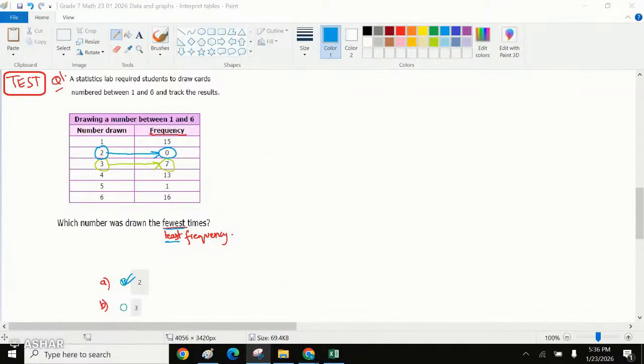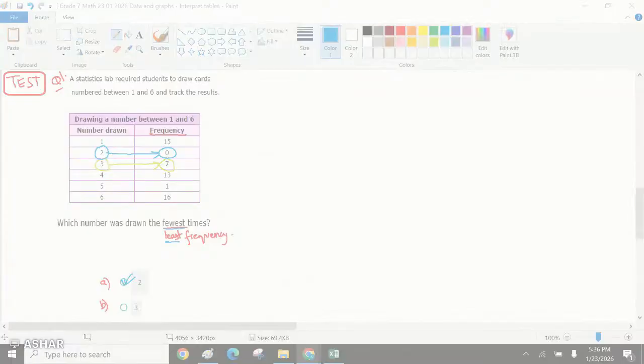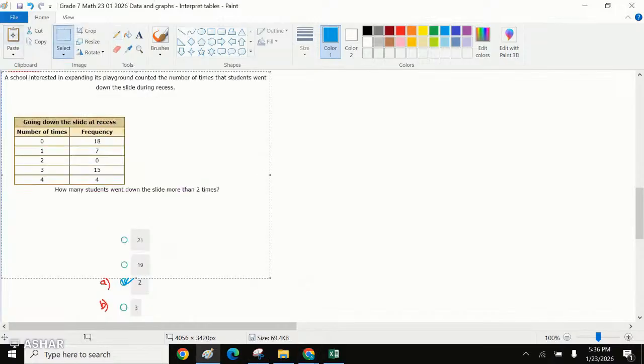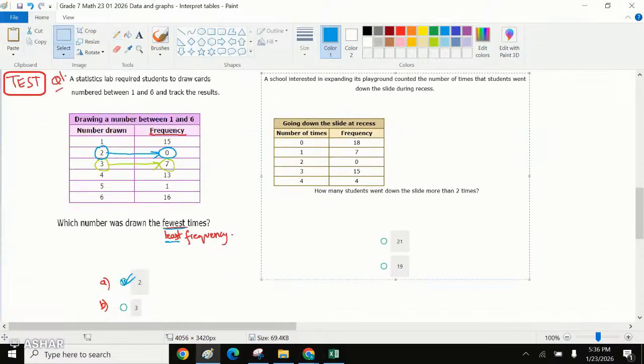And by chance, if ever you click on the incorrect answer, it will show you the correction. Okay, don't worry about it. What is the correct answer if you've made a mistake? You will always have your correction there. Okay, so let's see what about the next one?